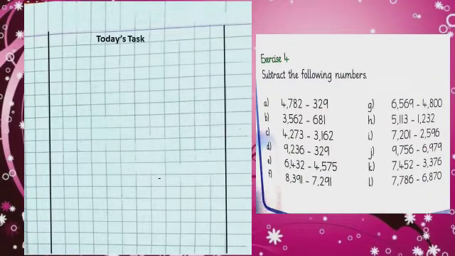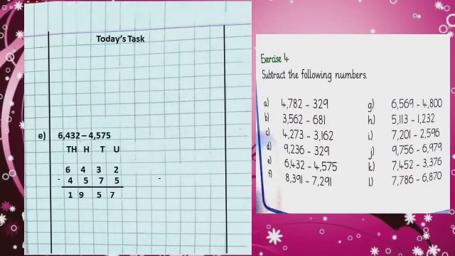On the next page, first draw a margin line and write today's task. Next, E part, we have numbers 6432 minus 4575. First we arrange these numbers vertically and start subtraction from the units column. 2 minus 5. The top value of the units column is smaller than the lower value. So we borrow 10 from the tens value. So the units value becomes 12 and the tens value becomes 2. 12 minus 5 is equal to 7.